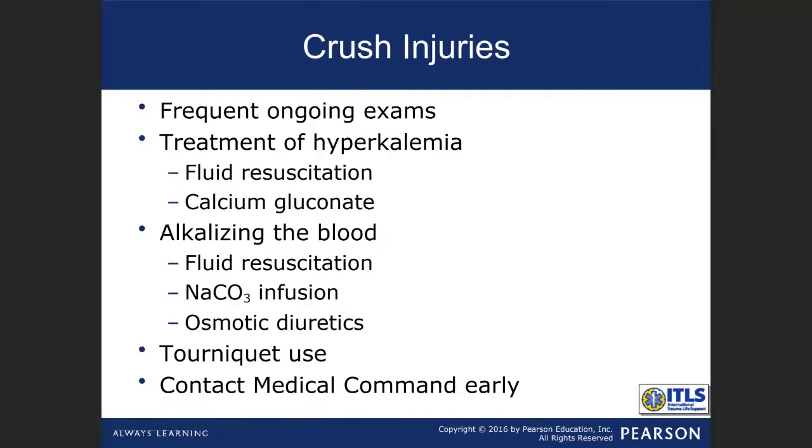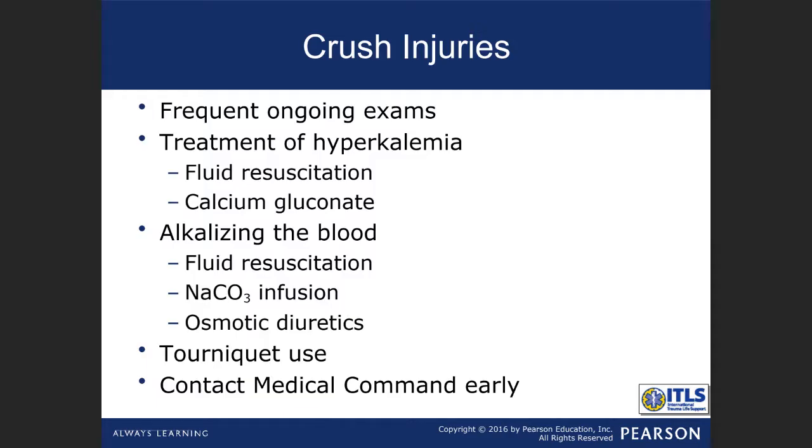For your crush injuries, frequent ongoing exams. Now, you wouldn't be able to treat for hyperkalemia, which is because of the potassium that's leaking out. So you're going to have to request ALS if you're working in that type of system. If you're not working in that type of system, you're going to have to use a tourniquet on this patient. Once the crush mechanism is removed, get them to the hospital as soon as possible. Notify the hospital as soon as possible so that they can prepare to do these procedures.